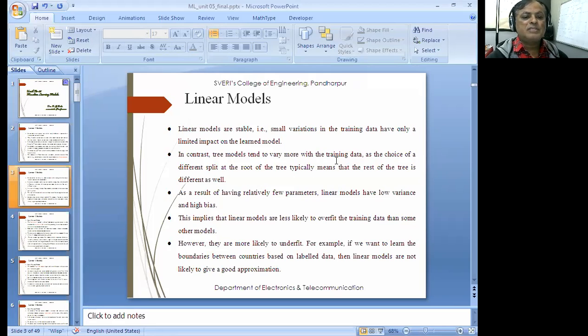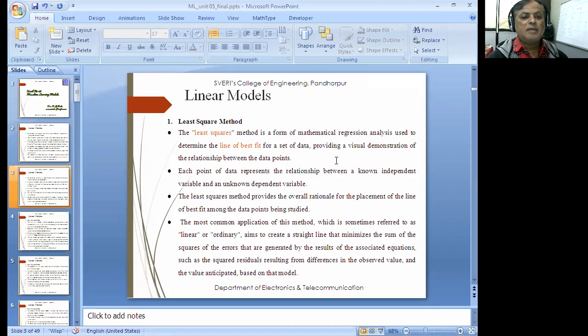The most important point is that a linear model is less likely to overfit the training data, but it is most likely to have an underfit issue. Linear models are very stable. That is, small variations in training data have only limited impact on the learned model. As a result of having relatively few parameters, linear models have low variance and high bias.